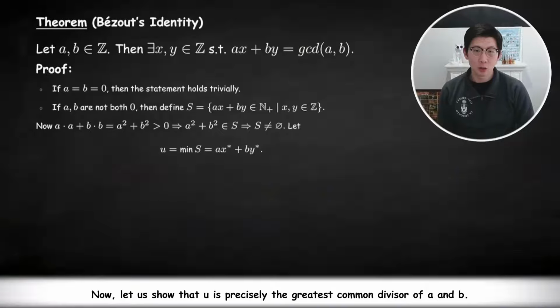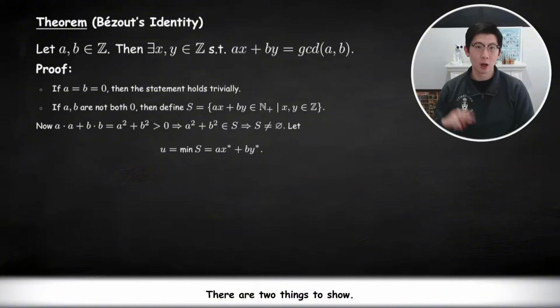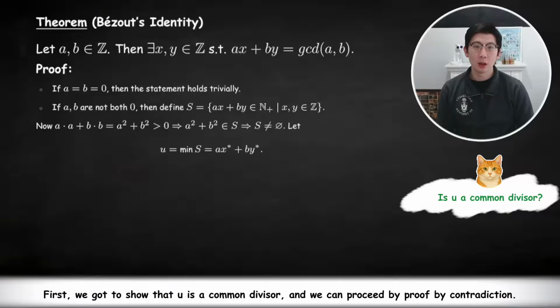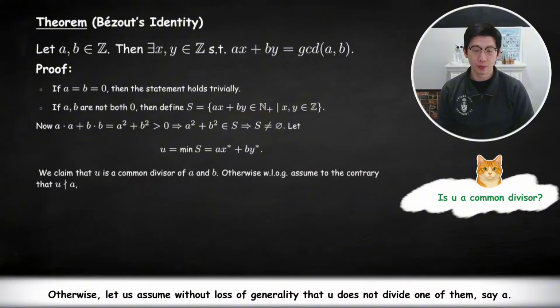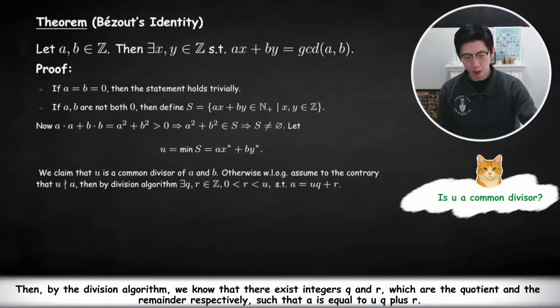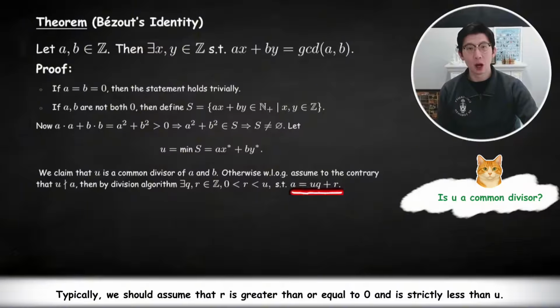Now, let us show that U is precisely the greatest common divisor of a and b. There are two things to show. First, we got to show that U is a common divisor, and we can proceed by proof by contradiction. Otherwise, let us assume without loss of generality that U does not divide one of them, say a. Then, by the division algorithm, we know that there exist integers q and r, which are the quotient and the remainder respectively, such that a is equal to Uq plus r. Typically, we should assume that r is greater than or equal to 0 and is strictly less than U.